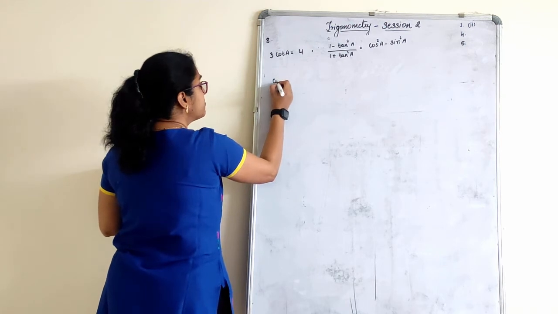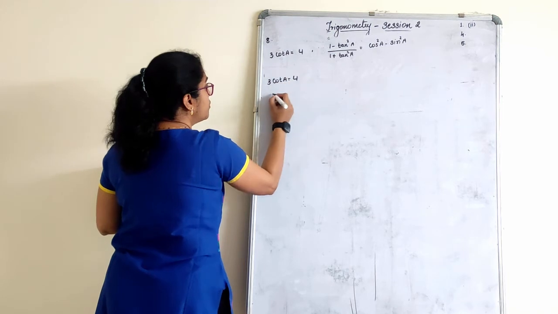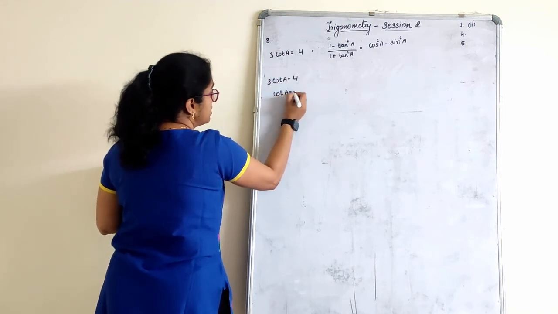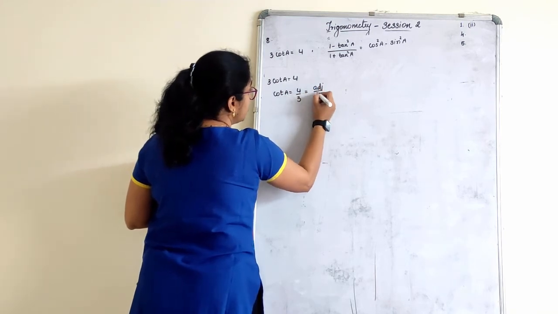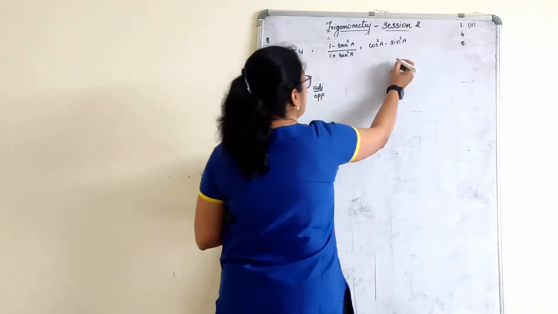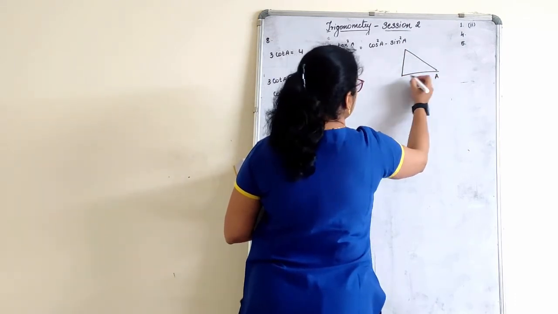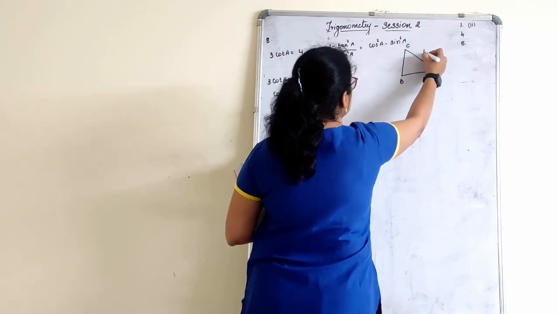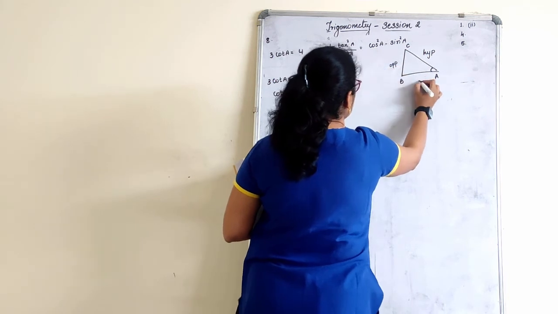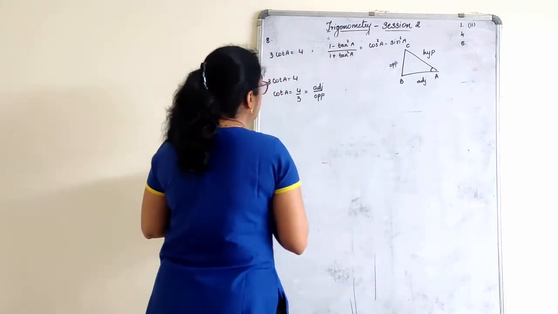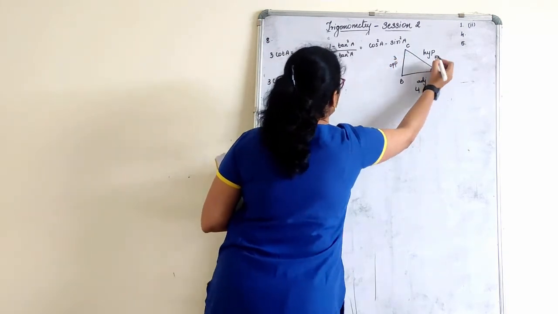First we will write here: 3 cot A is equal to 4. So cot A is equal to 4 by 3, that is adjacent upon opposite. With respect to that, the figure should be, A is an angle, right? So A, B and C, hypotenuse. A is an angle, this is opposite and this is adjacent. So adjacent is 4, opposite is 3. What should be the hypotenuse? 5.